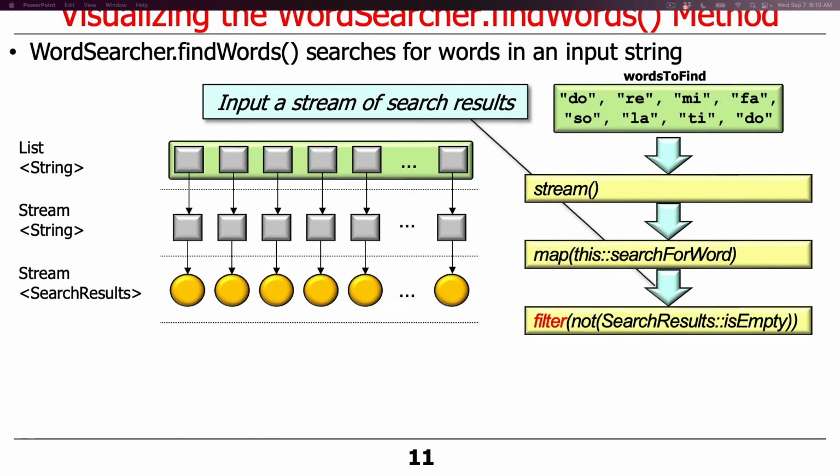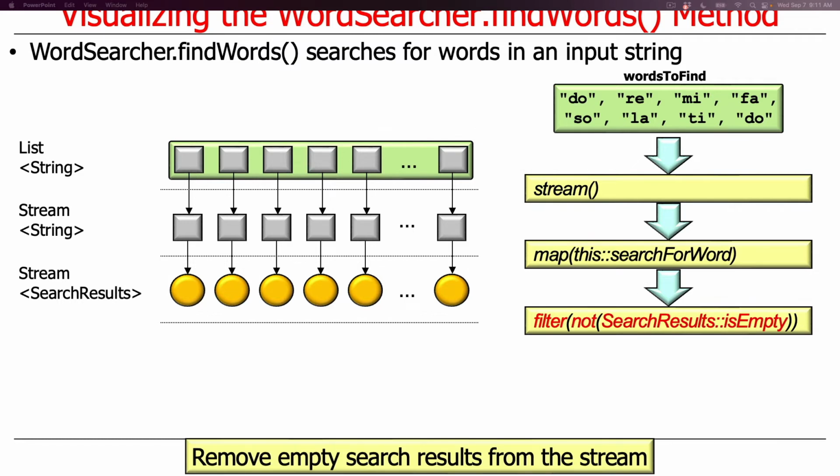Now, under some circumstances, not this program per se, we could end up with empty search results where there would in fact be no match. So what we're also going to do here is apply the filter intermediate operation in order to winnow out or remove empty search result elements in the stream. The way we do that is we pass in a method reference here called SearchResults::isEmpty, and then we also negate it. The negator is just a little helper method that I wrote that takes a predicate and negates the predicate.